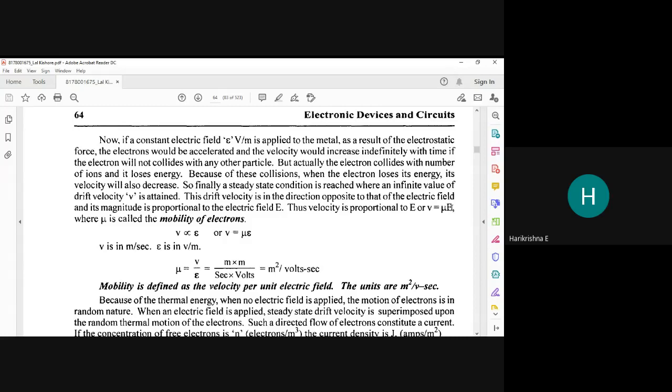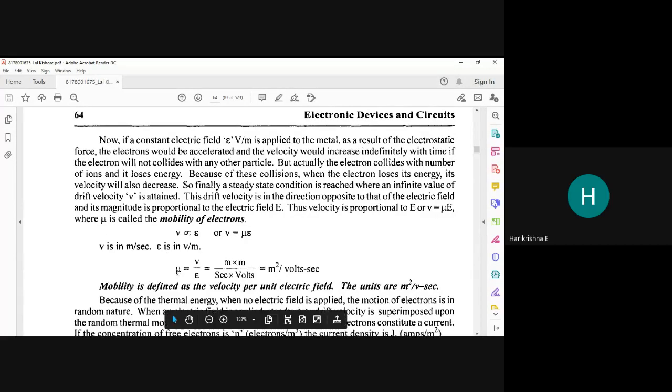Don't get confused here. In this book, it is given wrongly as sigma; this is not sigma, this is E actually. This is also E. The unit for electric field intensity is volts per meter or volts per centimeter. Capital E is the applied electric field intensity.